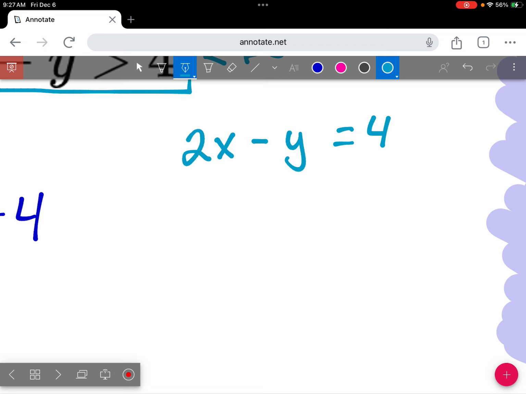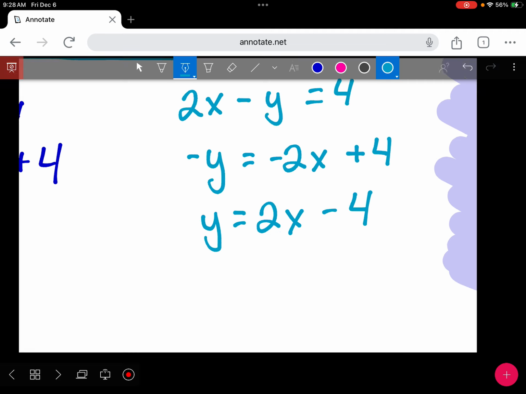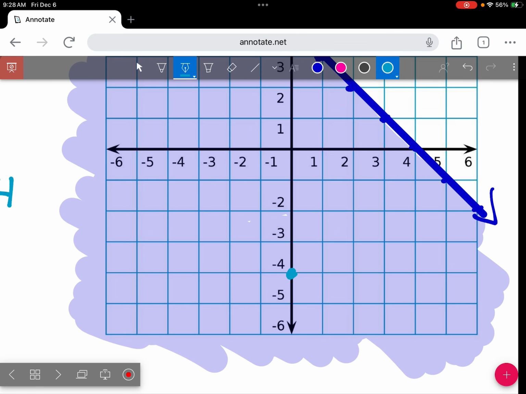Subtract 2x is absolutely valid. So we have minus y equals minus 2x plus 4. Divide everybody by negative 1. We're going to y equals 2x minus 4. So when we plot this line, where are we starting? Negative 4. So it's this guy down here.